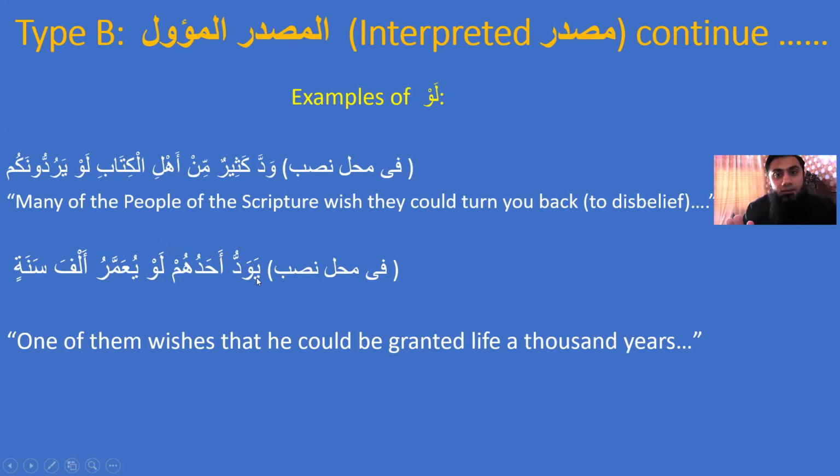In a nutshell, if you have the madi form, the whole structure of law will be the maf'ul of either wadda or yawaddu. Simple. The whole structure will always perform the role of maf'ul. Okay, now let me take a pause here.